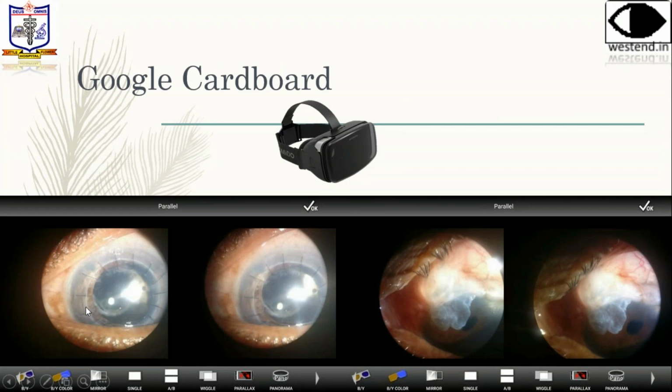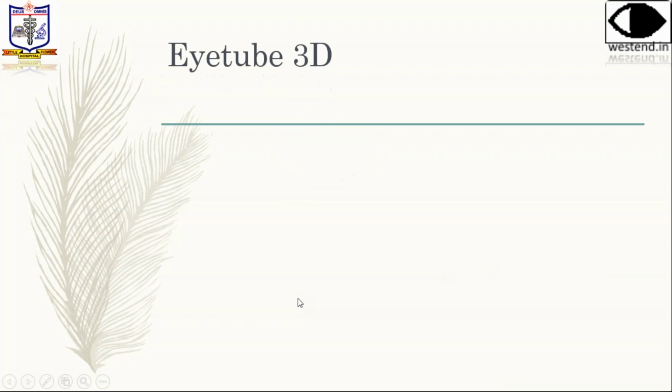Google Cardboard can also be used to see the depth of images. You can put your smartphone with the parallel view side-by-side images in your Google Cardboard headset, which is quite affordable. I think it should come within a few dollars. And you can see the 3D. So this is a bleb, an overhanging bleb, and this is a penetrating keratoplasty.